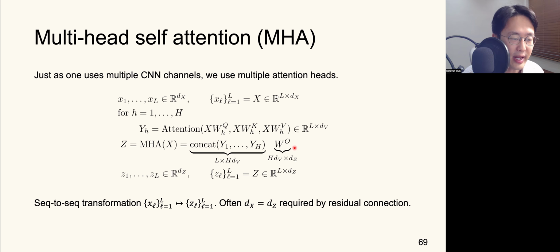Then we multiply that by an output projection matrix to reduce the length H times dv to length dz. The result is a sequence of z vectors, again preserving the sequence length big L, but now each z vector is of length dz. So this multi-head self-attention operation is a sequence-to-sequence transformation mapping from x to z. Often this dx dimension and this dz dimension are the same, because this would be required if we want to use a residual connection, which we'll talk about soon.